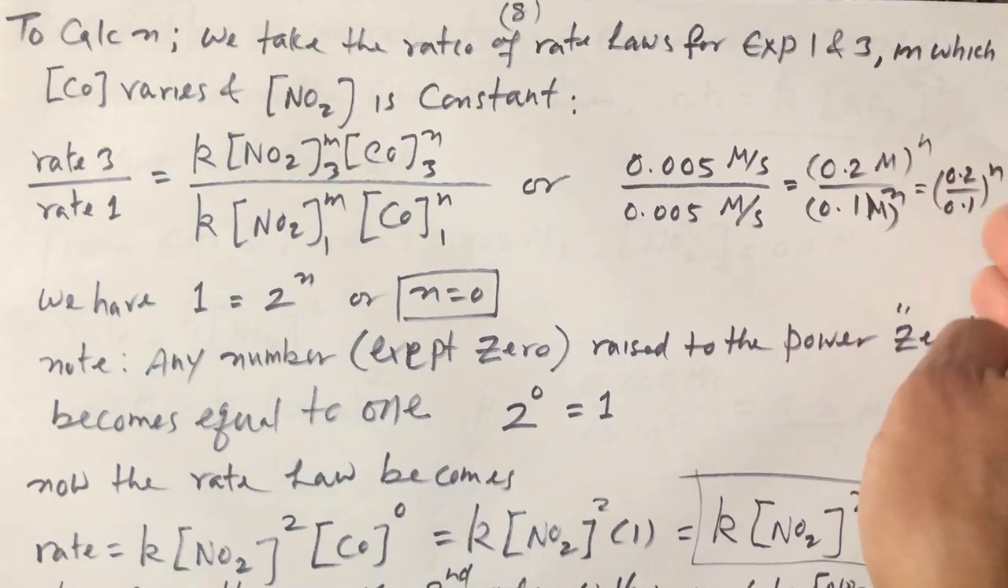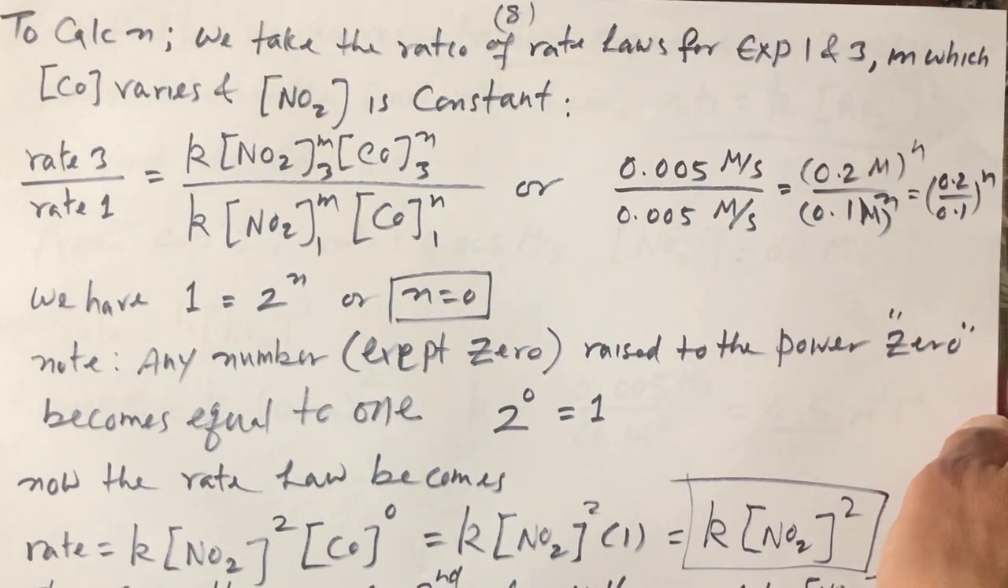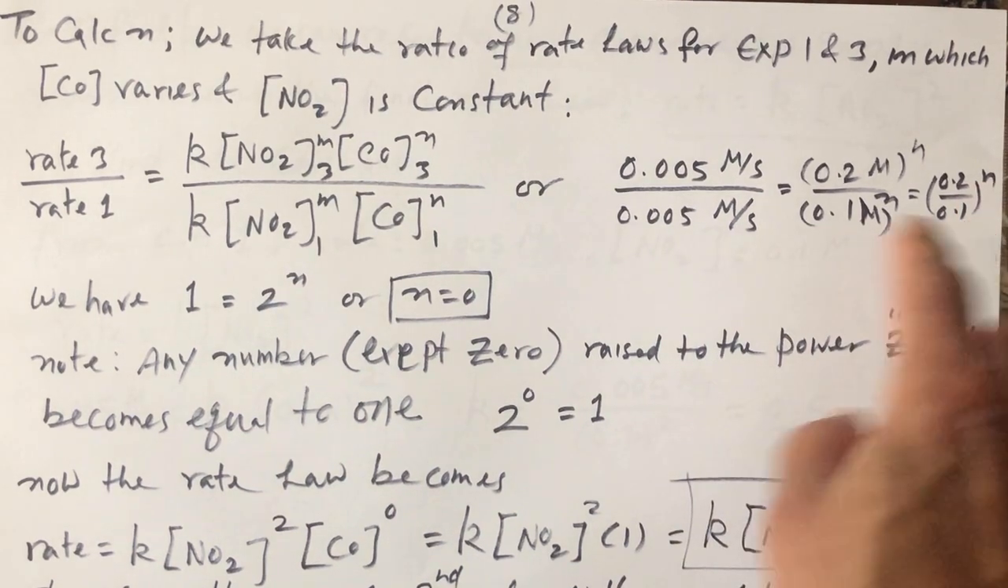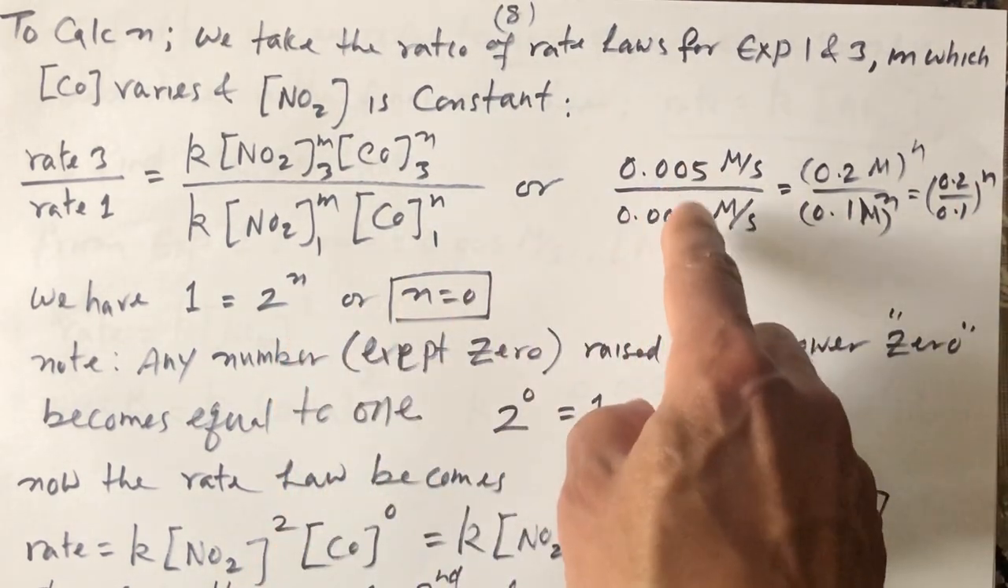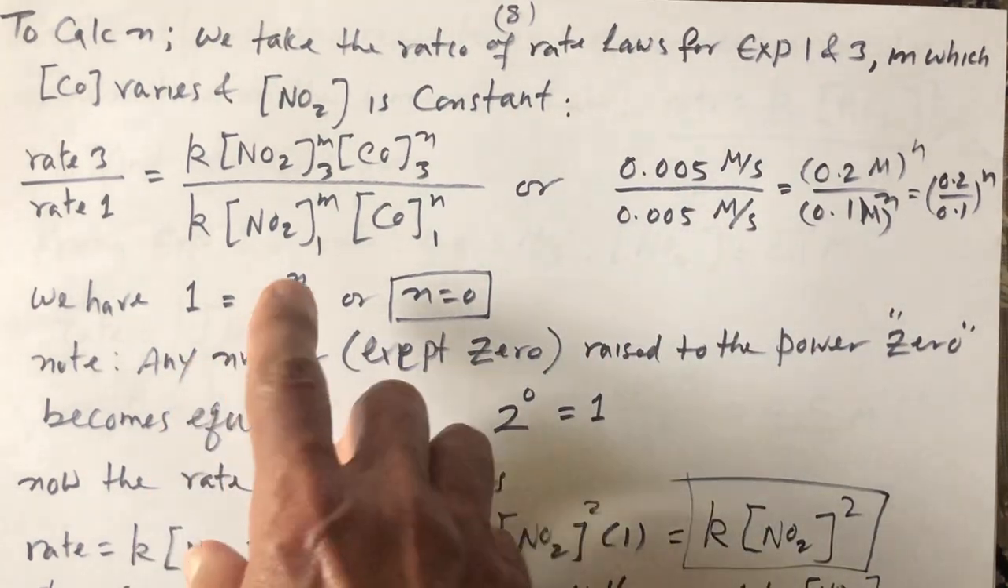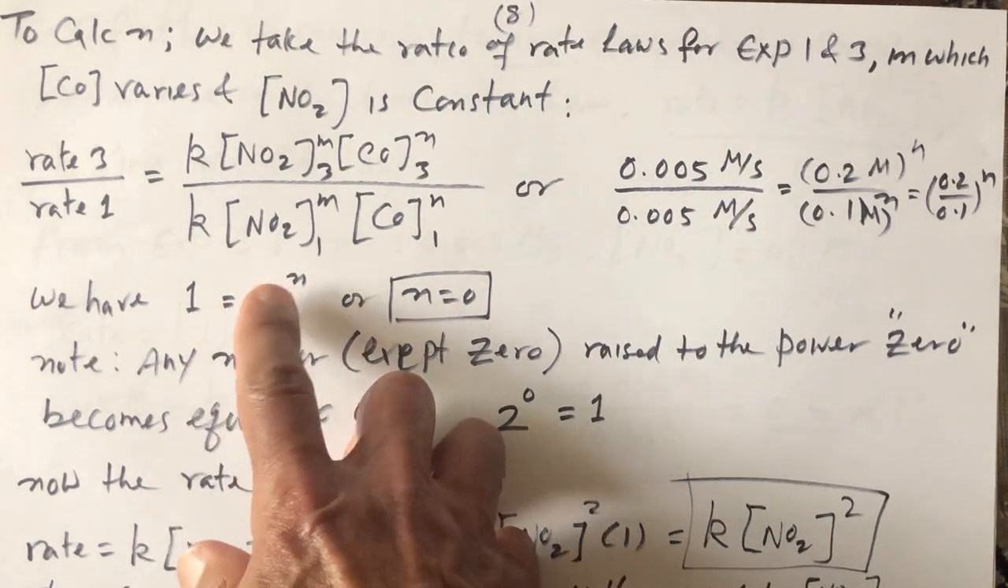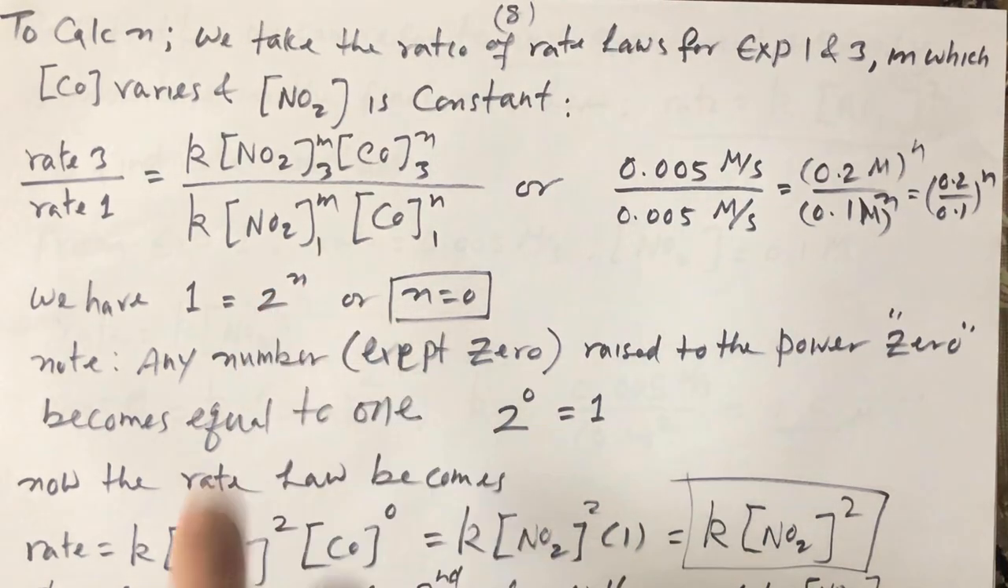Everything is raised to the n, so it's 0.2 divided by 0.1 to the n. Now, 0.2 divided by 0.1 gives you 2. This ratio is equal to 1. So now the question is, 2 to the n is equal to 1. What is n? You know that any number raised to the 0 is 1, except 0 itself. So n has to be 0. So basically what we have is m equal to 2 and n equal to 0.